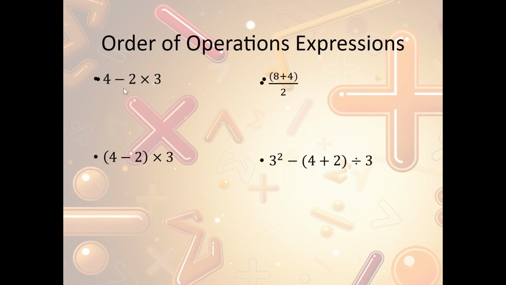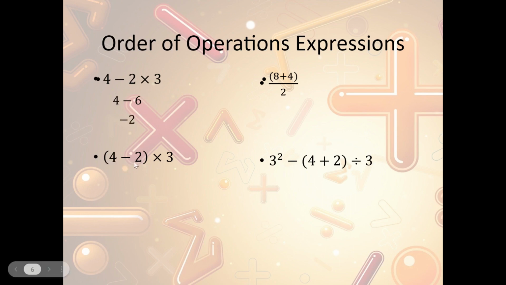So we have 4 minus 2 times 3. Well, we have no parentheses. We have no exponents, so we're going to begin with multiplication, which is 2 times 3. So 2 times 3 is 6, so we have 4 minus 6. Now we can just go ahead and add or subtract. So we have 4 minus 6, which is negative 2. So now let's look at this one.